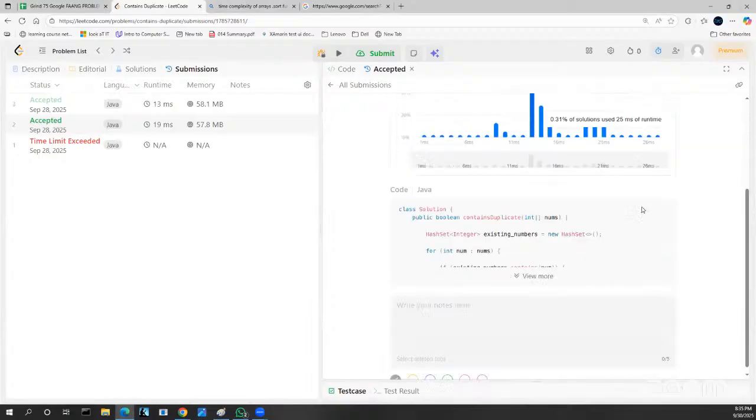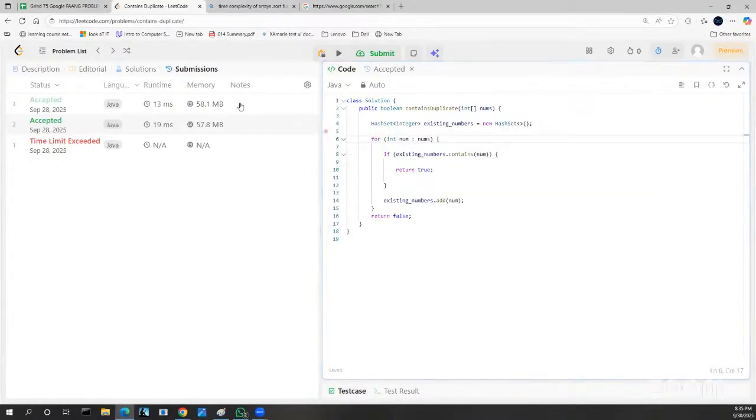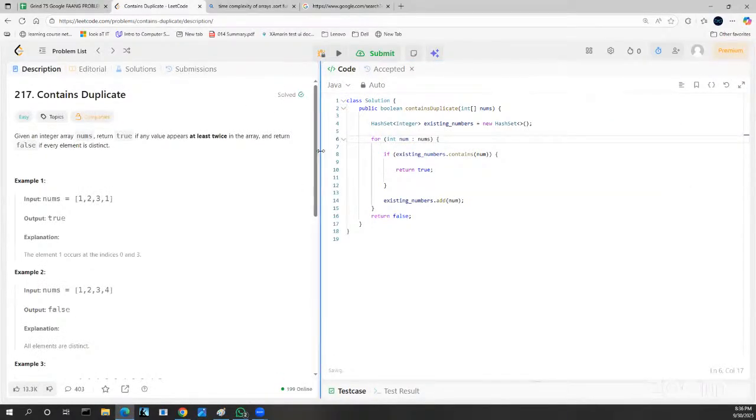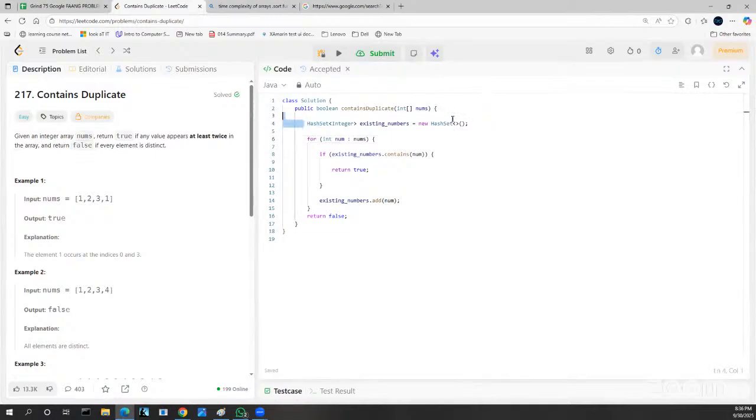Okay, so let's move to this other code. Instead of hash map, I'm using hash set. The property of hash set is that it does not allow duplicates, right? In this algorithm, I'm iterating over the array nums and checking if the element already exists inside the set. You can use the hash map as well, but in a hash set, it will not allow duplicates to be added.